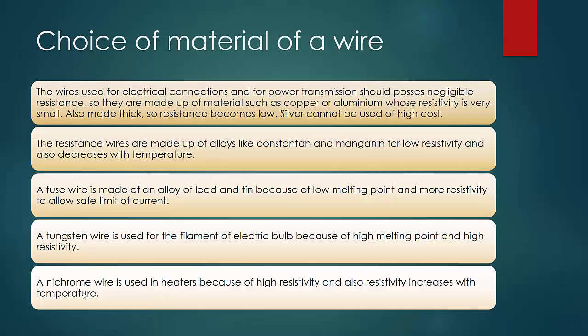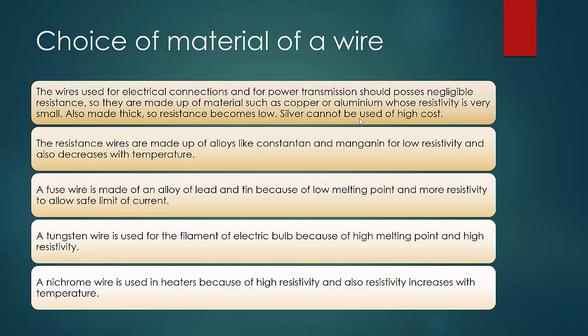Now choice of material of a wire. Whenever we need a particular function, we need to choose a special material or a special wire for it. The wire used for electrical connections and for power transmission should possess negligible resistance. So they are made of materials like copper, aluminium, whose resistivity is very small. Also they are made thick, so resistance becomes low. Silver has all these qualities, but it cannot be used because of its high cost.